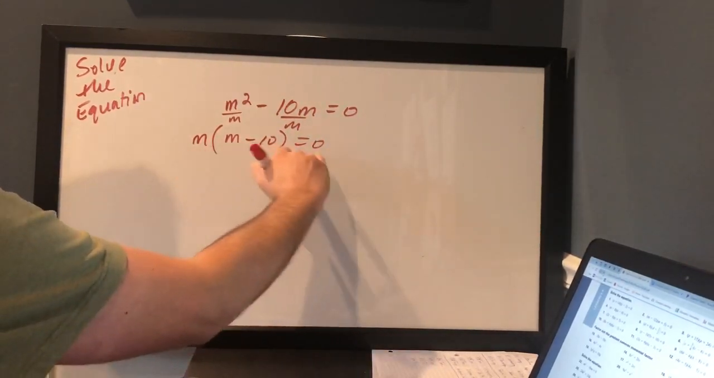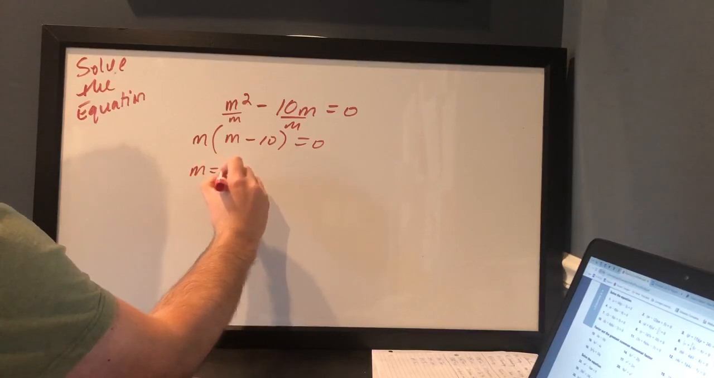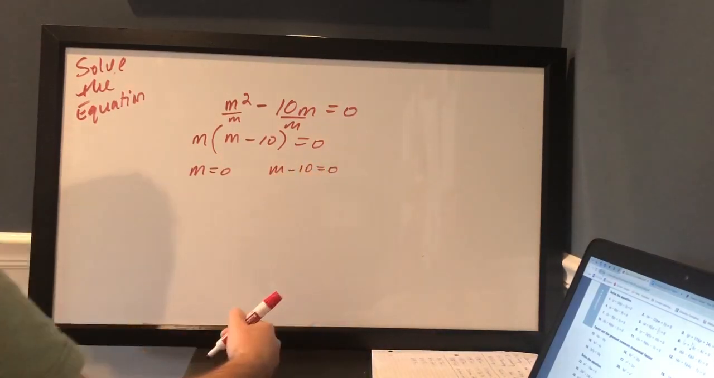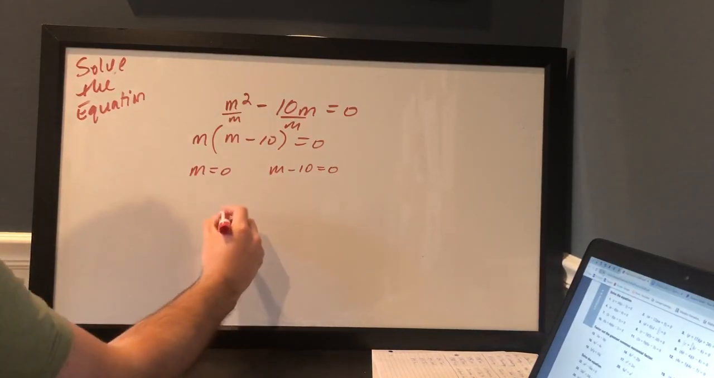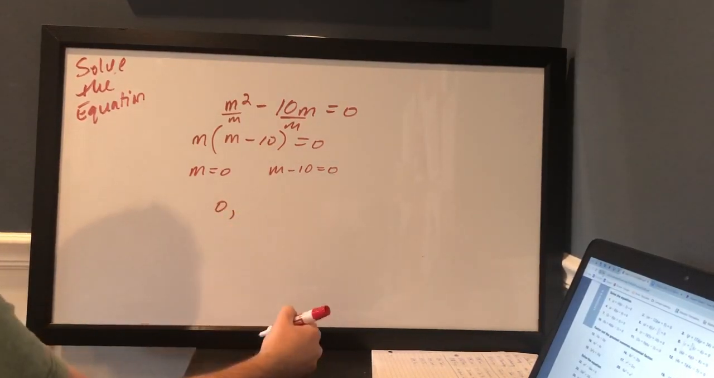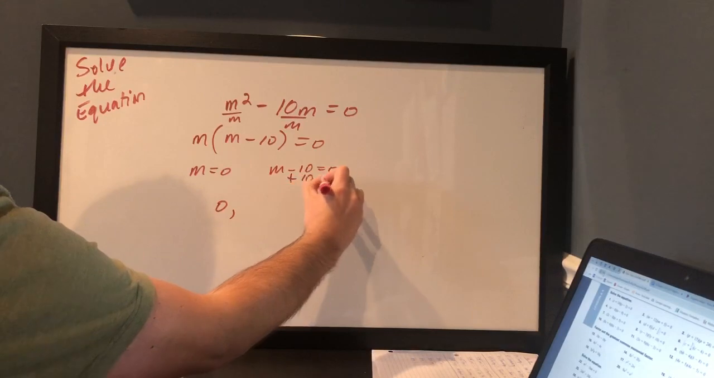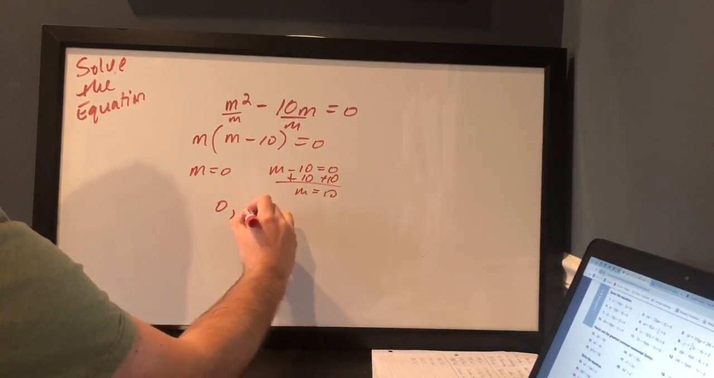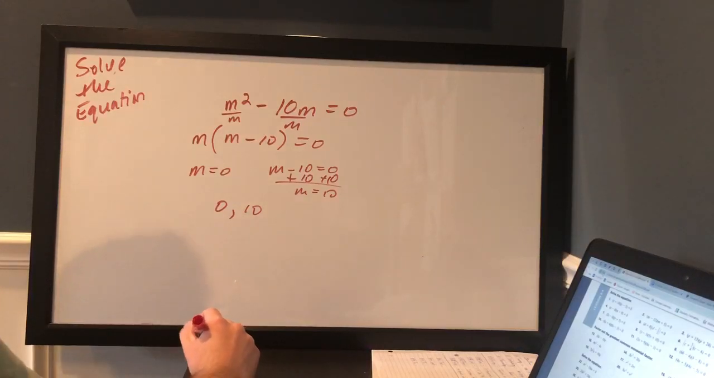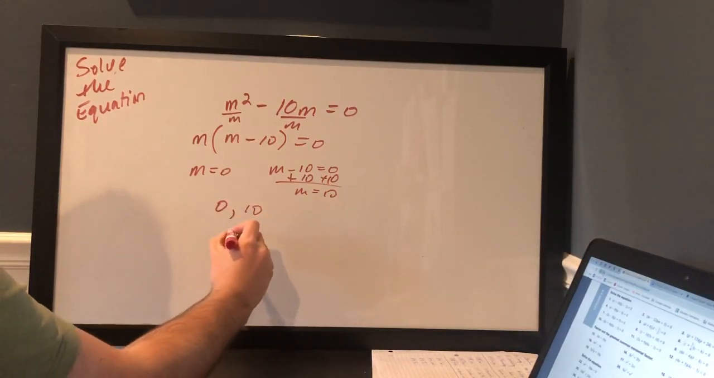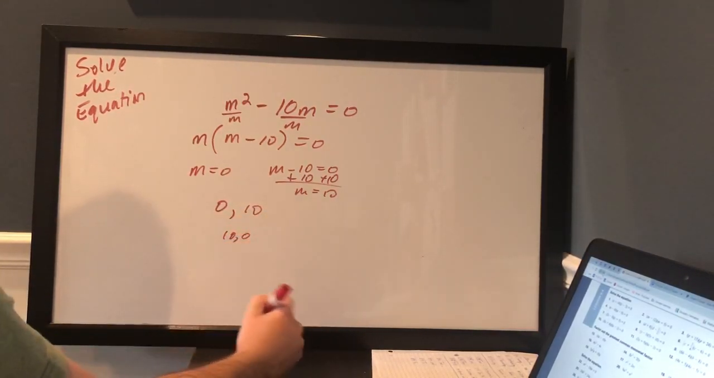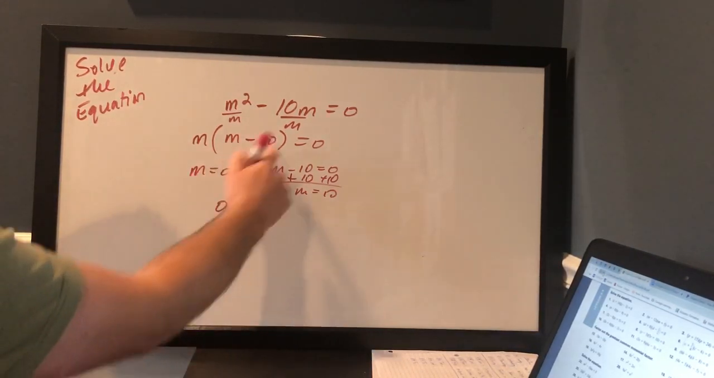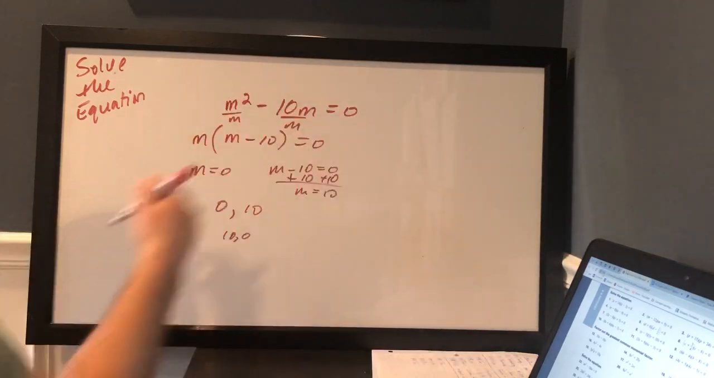Then you set these two equal to 0. m equals 0 and m minus 10 equals 0. And you solve them. Well, m equals 0 already tells me that one of my answers is 0. Over here I would add 10 to both sides, and I found out my other answer is 10. So when you go to enter your answers, you'll write them as 0, 10, or you can write them as 10, 0. Again, this is not an ordered pair. These are the two values for m that would make this statement up here true.